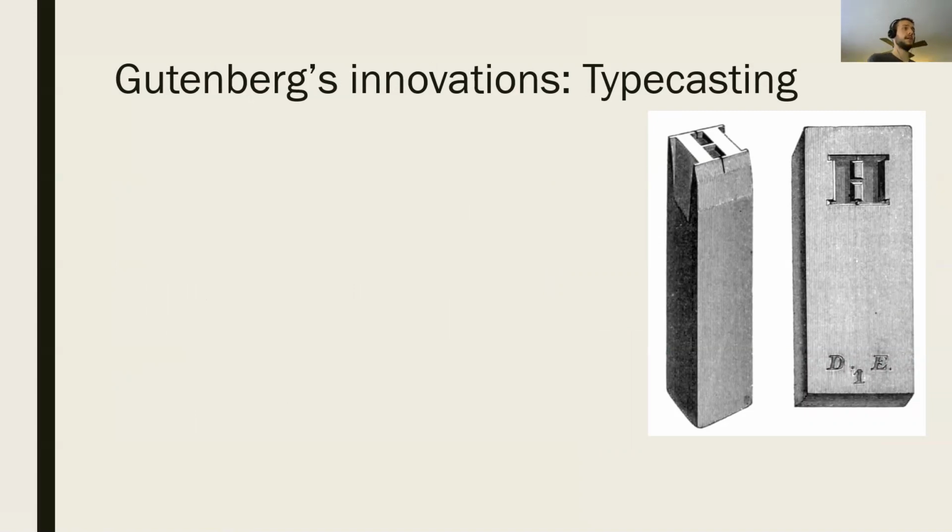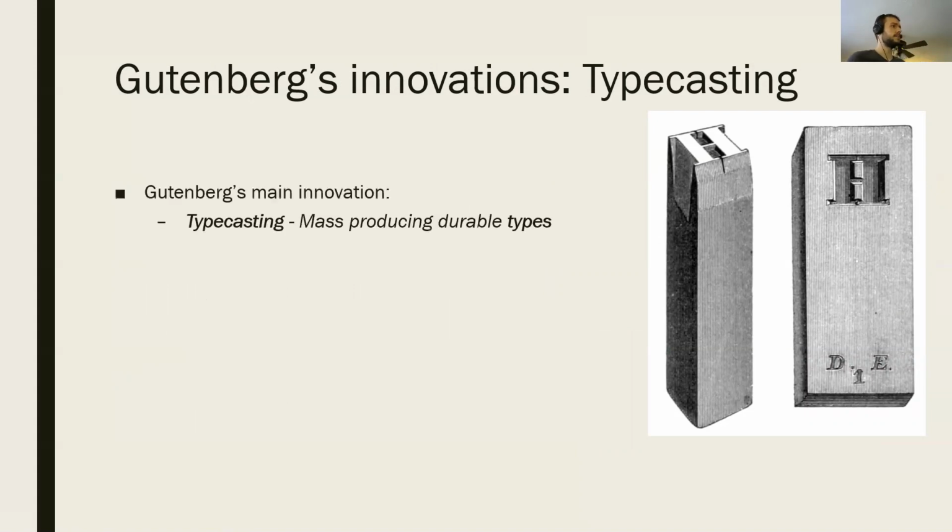Chief among them is the process of actually making types, which is called typecasting. Typecasting is the process by which a large number of these types can be produced, where a type is the name we give to the stamp for a single letter used in print. The figure you see on the left here is an example of a type.